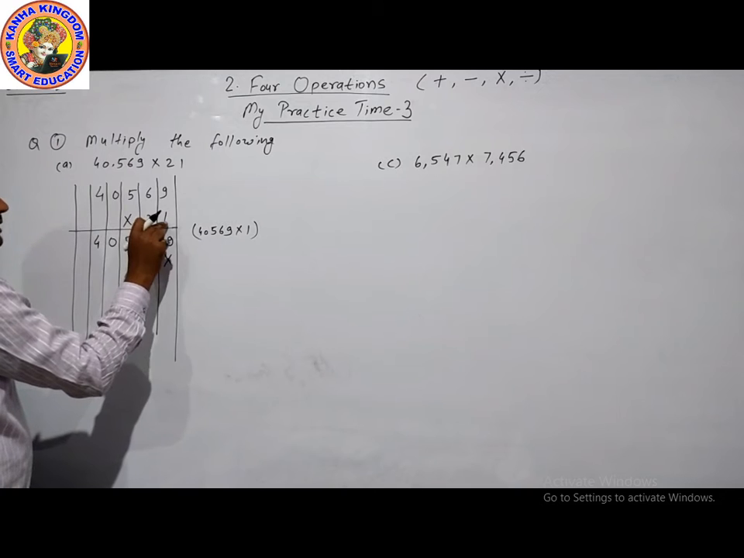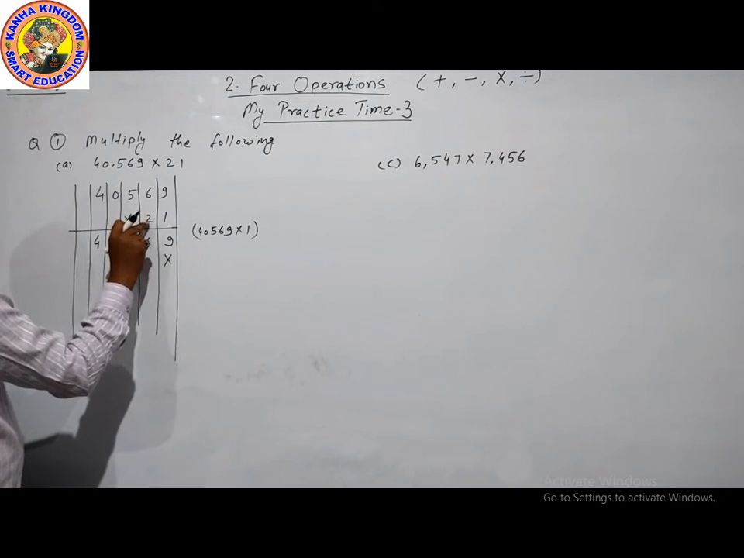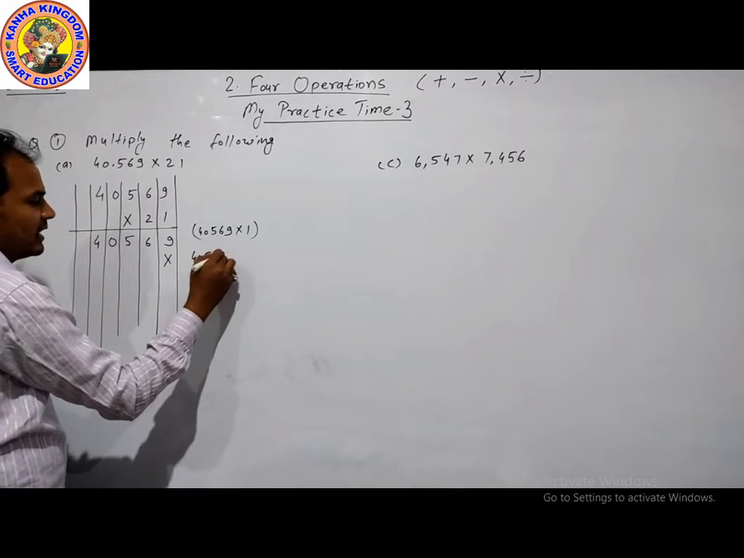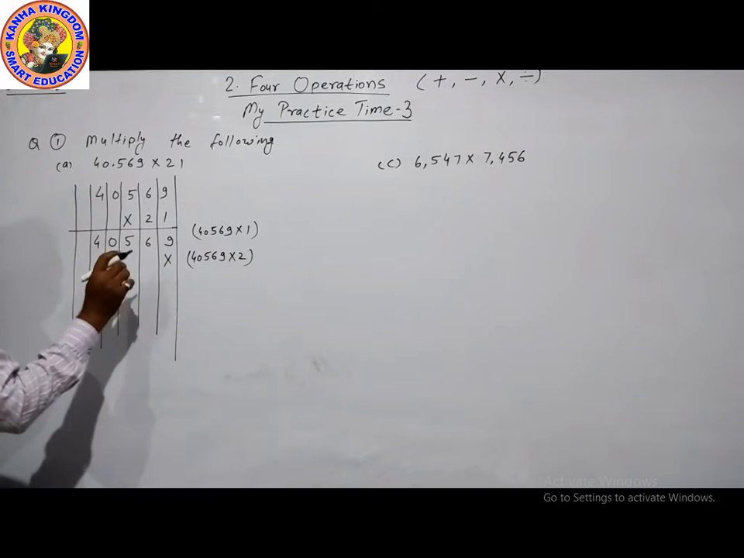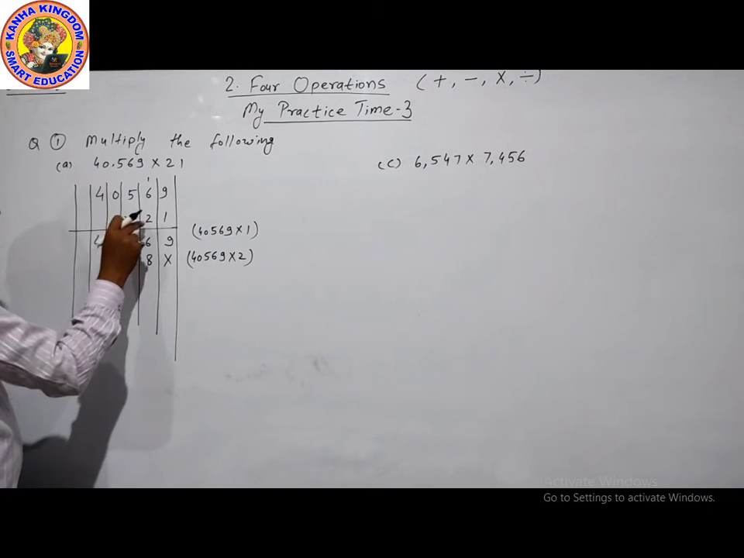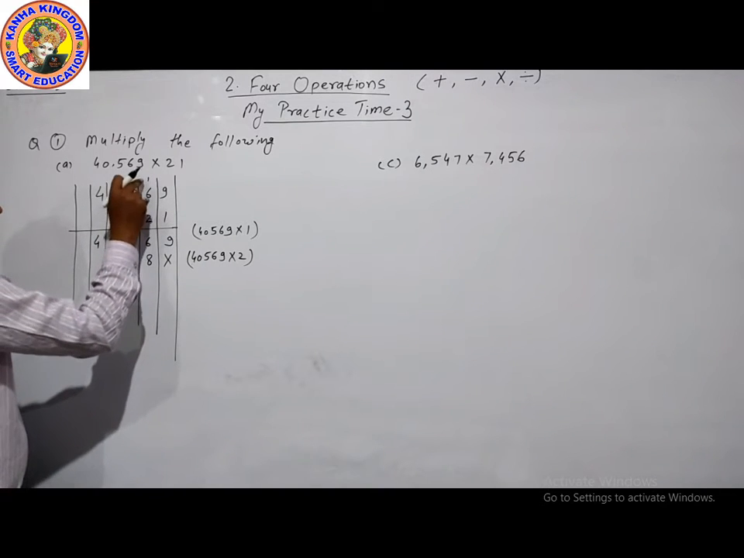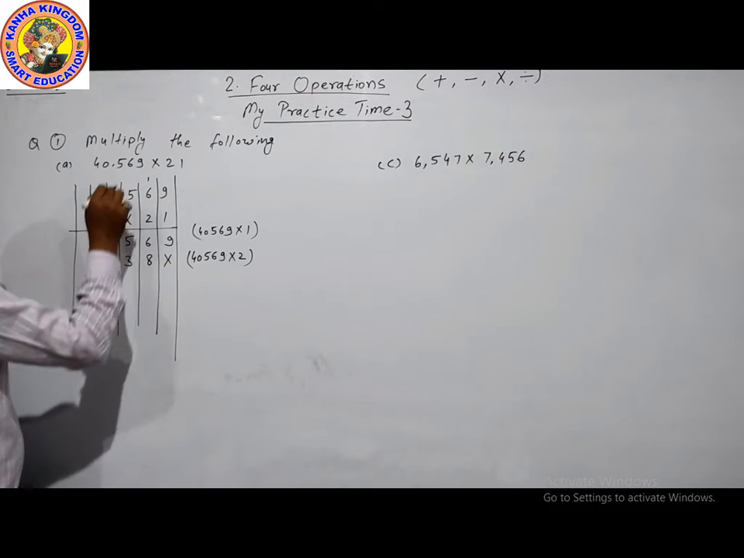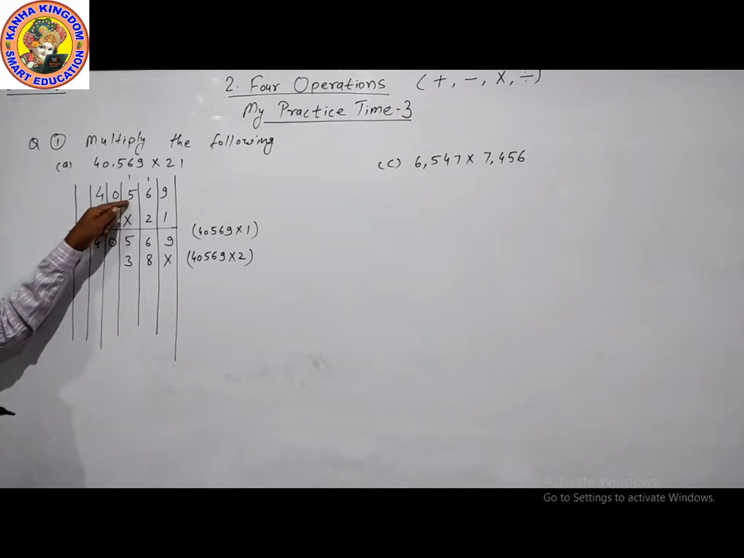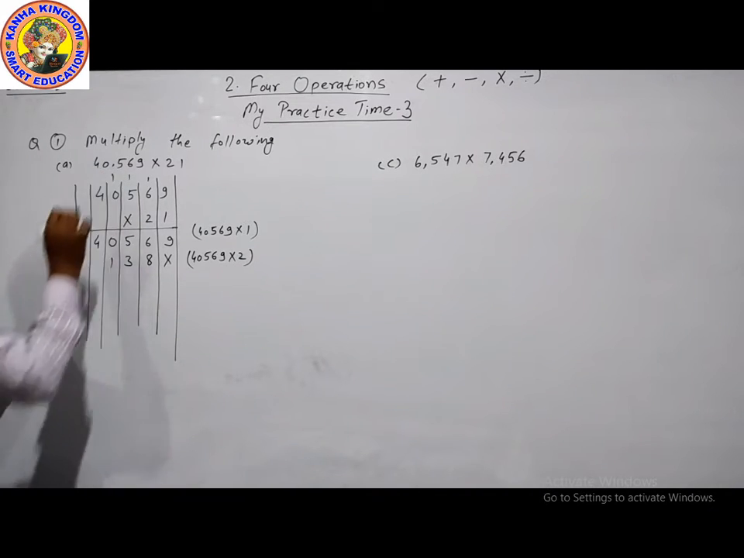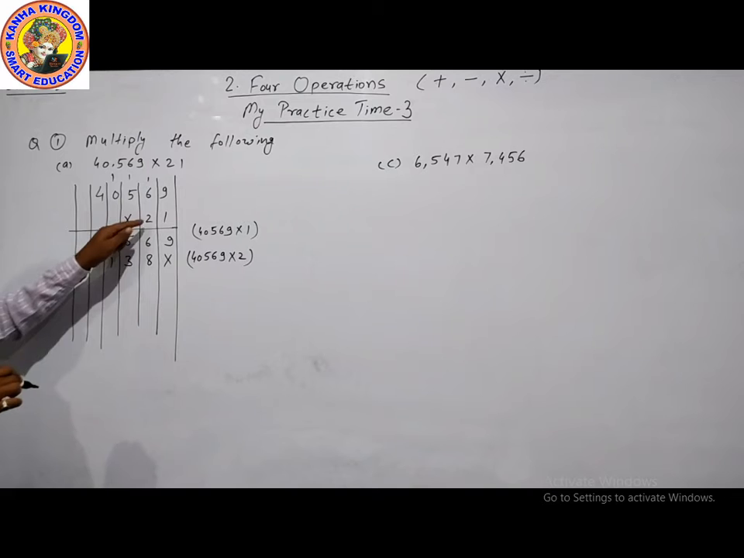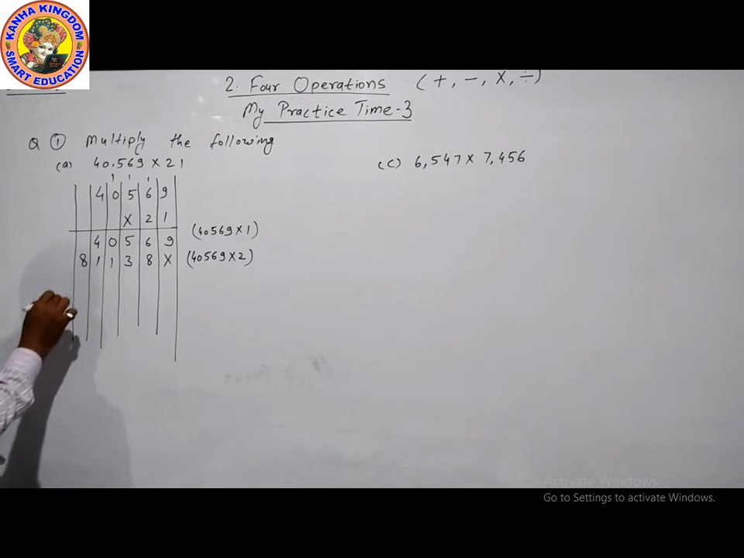Now in the second step, the multiplication by 1 is done. Now we will multiply by 2. The number is 40569, then multiply by 2. 2 into 9, 18. 2 into 6, 12. 12 plus 1, 13. 2 into 5, 10. 10 plus 1, 11. 2 into 0, 0. 0 plus 1, 1. 2 into 4, 8.